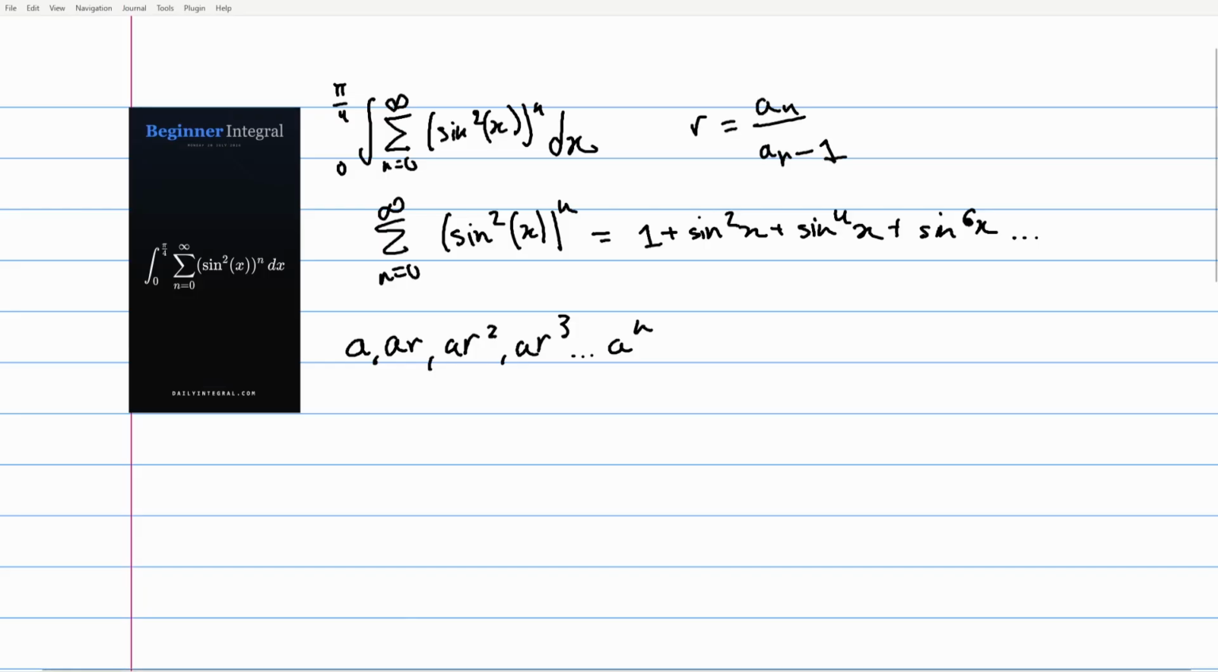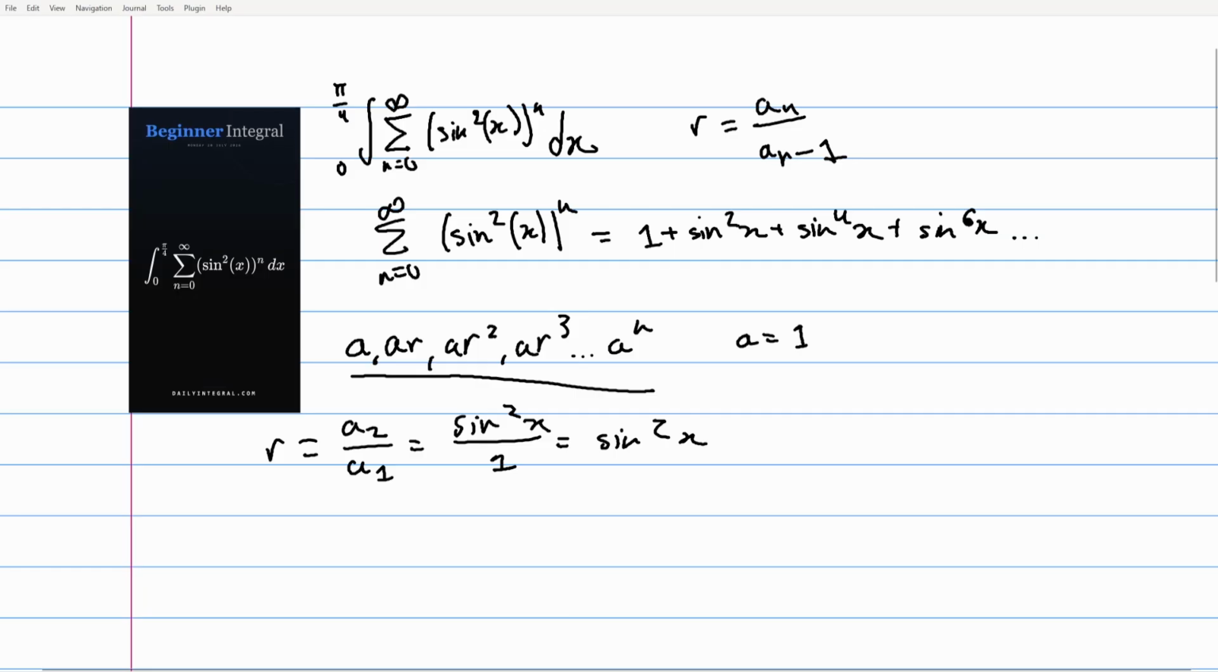Now let's apply this formula to our own sum. We'll use the second and first terms of this infinite geometric series. Doing this yields our r, or our common ratio, to be sine squared x. We can use this format given here to check if our results match what the sum gives. Our starting value is 1, and our common ratio will be sine squared x. As we can see, our first 4 terms of this formula and the first 4 terms of our infinite geometric series are exactly the same.